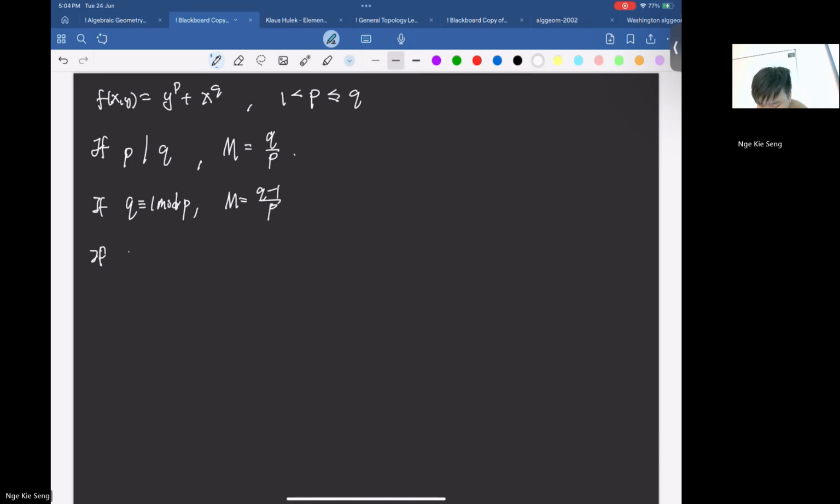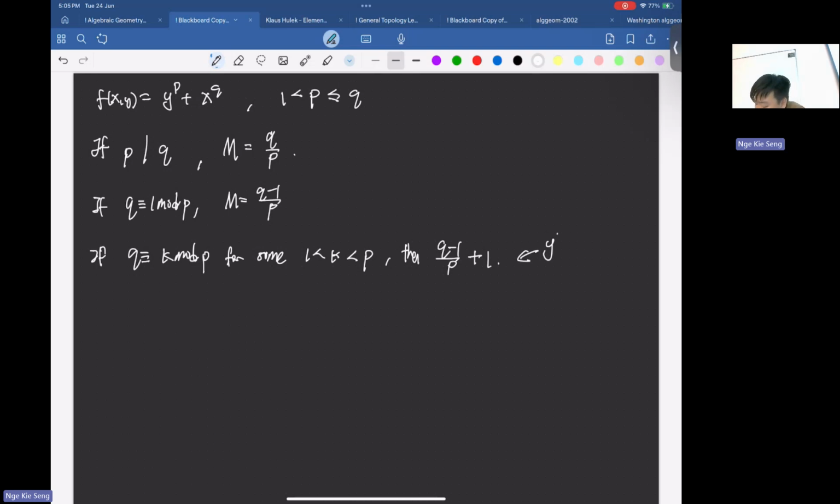And then if q is k mod p, of course for some k between 1 and p, then the minimal blowup is (q minus k) over p, but then you need to plus 1. You can check the third case using this example, for example y cubed minus x to the power 5. If you blow up, the strict transform you get is y cubed minus x squared. And this still has a singular point, which is at the origin.